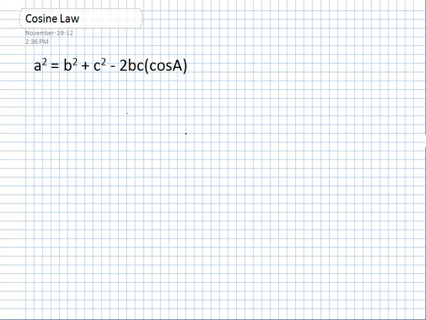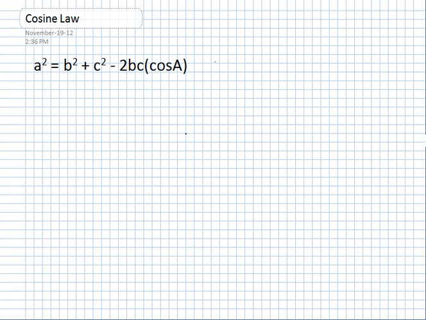Alrighty folks, this is going to be a fairly short lesson today on the cosine law, which, just like the sine law, is given to you on your formula sheets, by the way, so you don't need to memorize it. So there it is in front of you, and obviously a, b, and c are just side lengths, and A is the angle opposite of side a, and it should look pretty familiar because it looks very similar to the Pythagorean theorem.